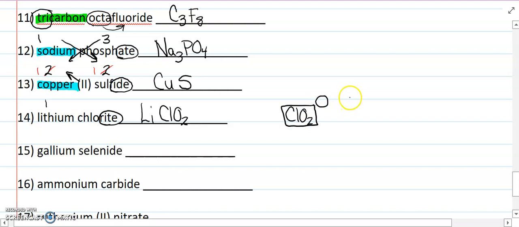And with chlorite, you're either going to see just a negative, which means that it's a 1 negative, or sometimes they'll give you the 1. All right, so if chlorite is a 1 and lithium is a 1, they cancel each other out, and I don't need to write anything else.